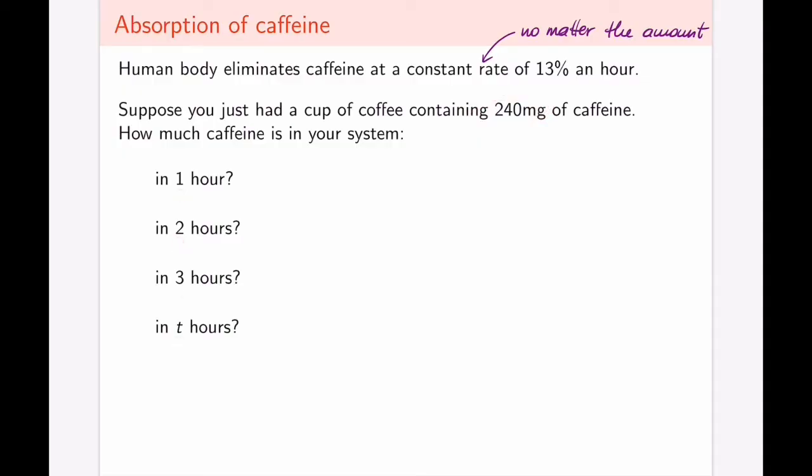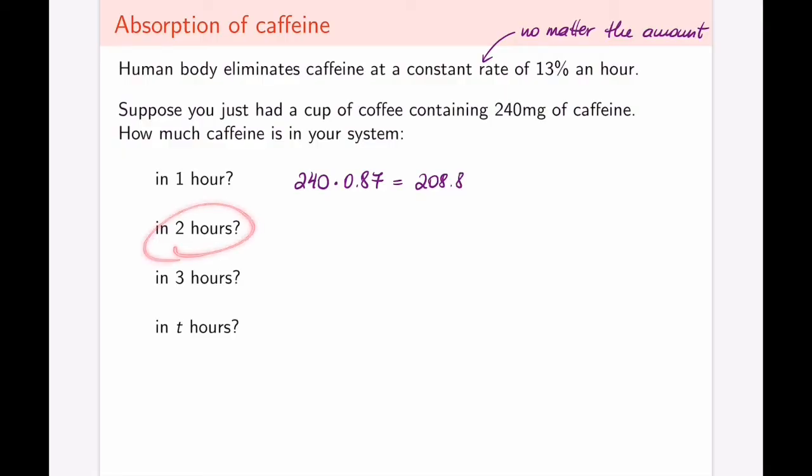Because we have numbers here, we can simply calculate what it is. If I start with 240 milligrams and the elimination rate is 13%, then what is going to be left in the system after 1 hour is 87% of the actual coffee amount. So we're going to take 240, which is our initial amount, and multiply by 87%. This will give us 208.8 if we're interested in the numbers themselves.